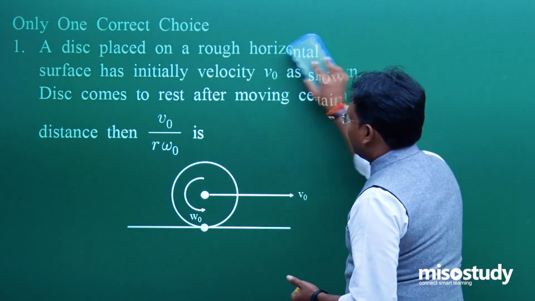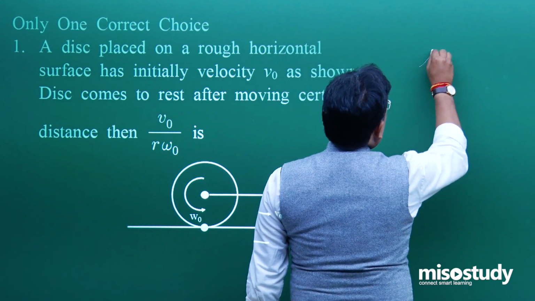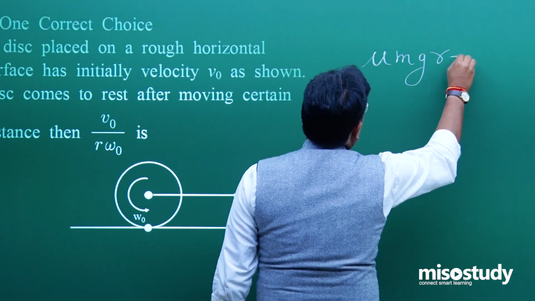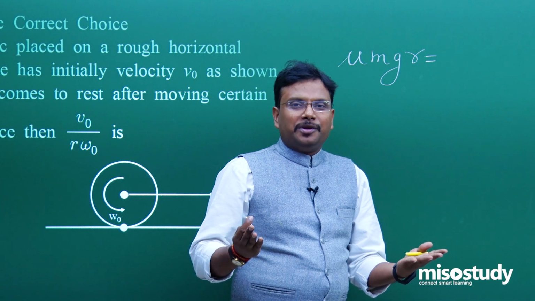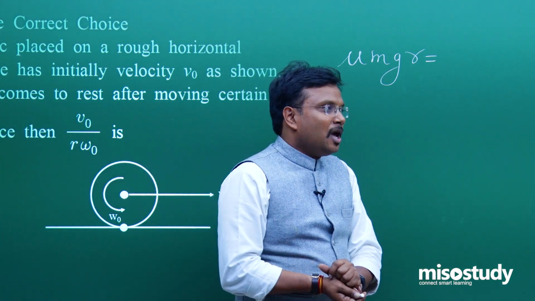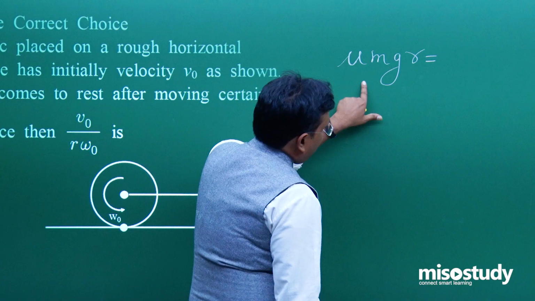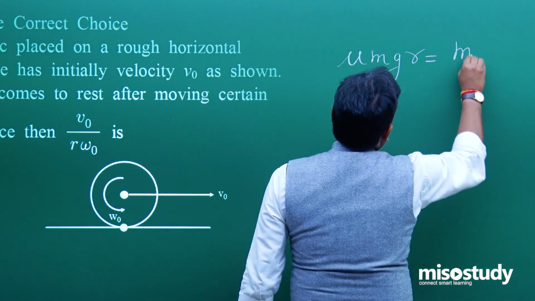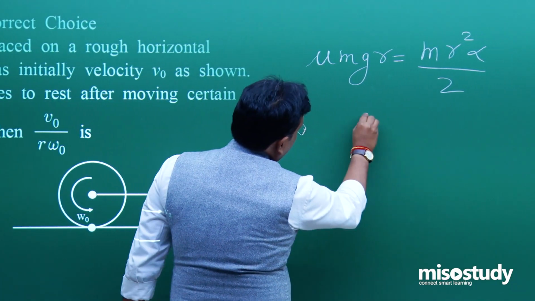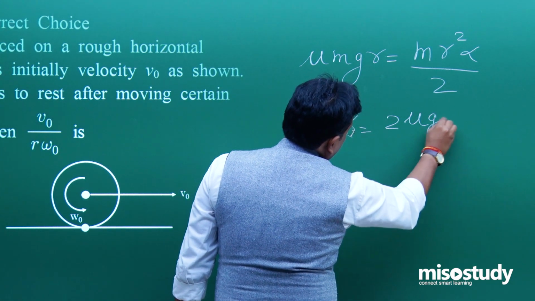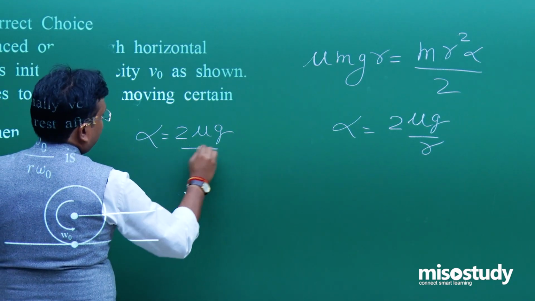So, starting this approach, I am writing a few steps. I hope you will understand it. First step, mu m g R. Each and every step of this solution, the fragrance of this question, is not possible to discuss in such a small video, but keep on visiting our site, definitely you will get a lot of explanations. So, mu m g R is equal to m R square alpha by 2, directly I am writing one relation. And from here alpha is equal to twice mu g by R.